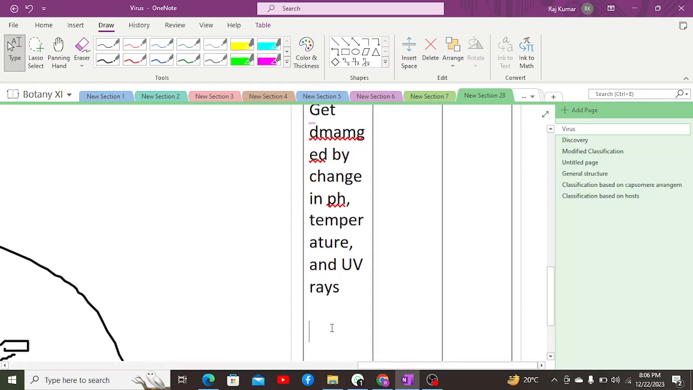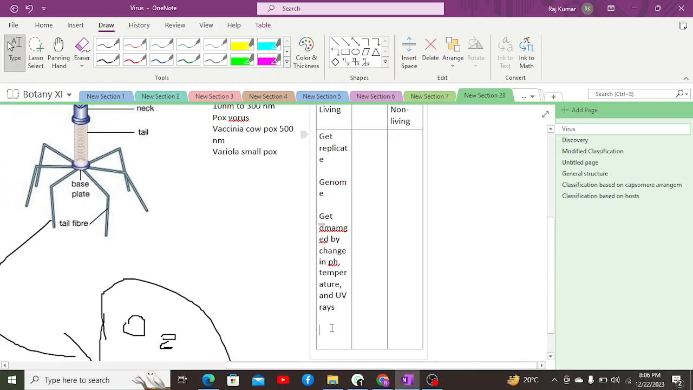Just as the DNA of living organisms can be mutated by ultraviolet rays, the genome of a virus can also be mutated by ultraviolet rays. Moreover, there are some other non-living characteristics.